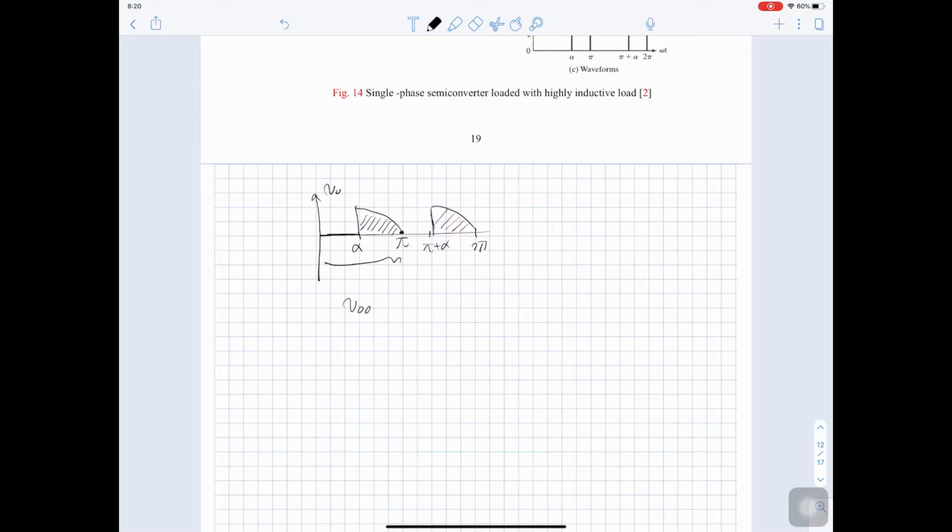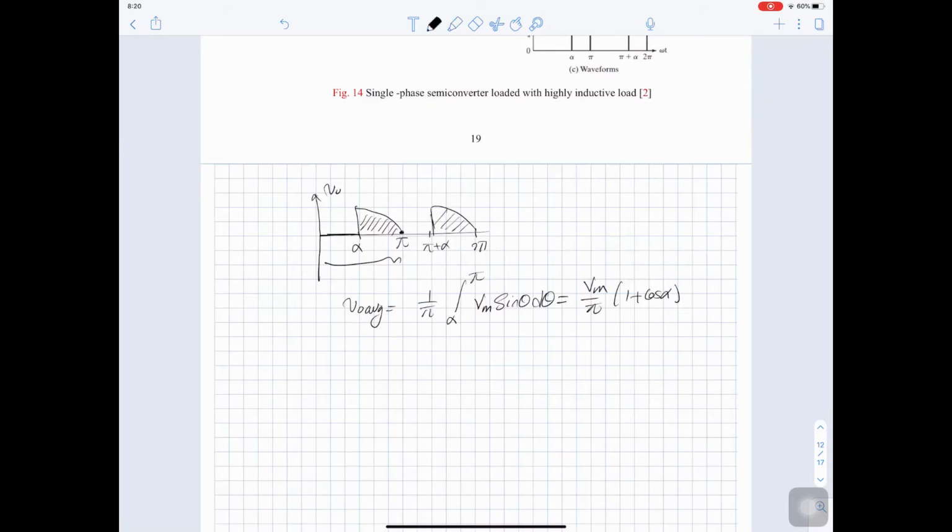So V out average equal to 1 over pi integration from alpha to pi V max sine theta d theta equal V max over pi multiplied by 1 plus cos alpha.